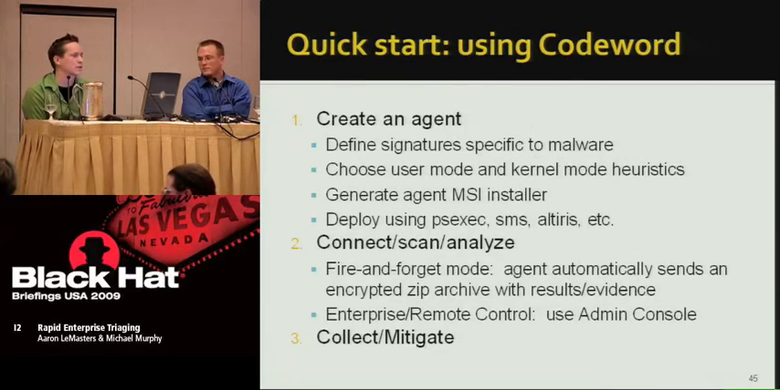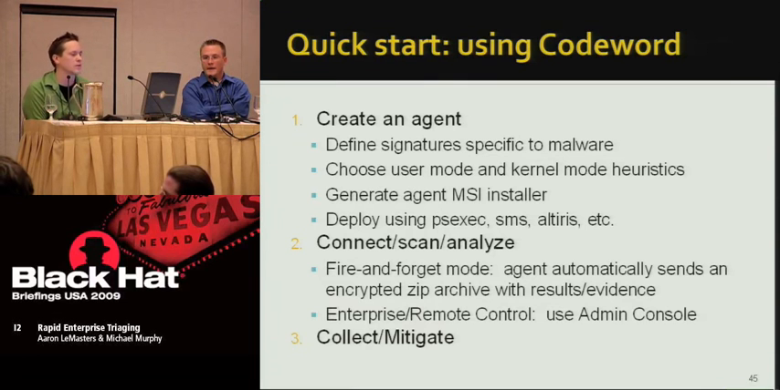So basically, the quick start, how to use CodeWord, there's three steps really. You create an agent from the admin console, you deploy it with an existing deployment mechanism. Right now, CodeWord doesn't have a deploy-me-to-this-host feature. It relies on SMS or Altiris, your existing software management system you already have. You deploy it and you connect to the agent, you issue a scan, you analyze the results, you perform any collection or mitigation tasks you want to do. And that's pretty much it.